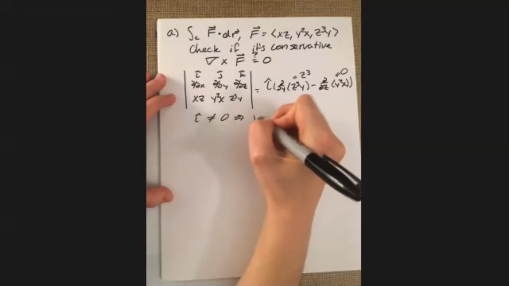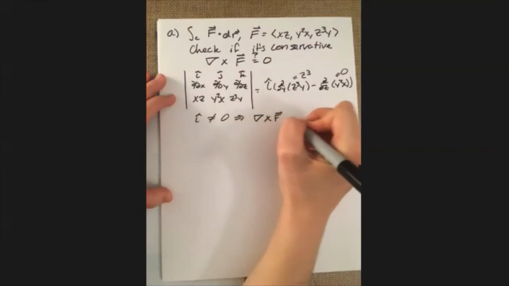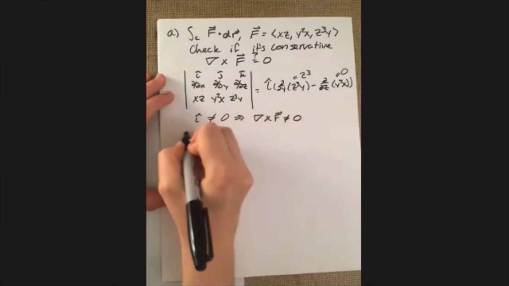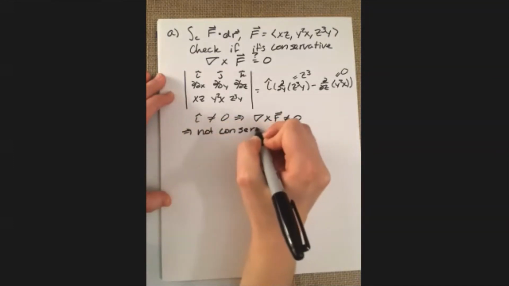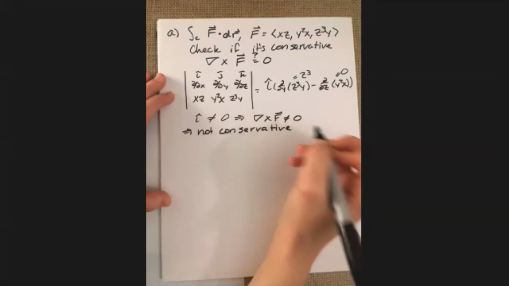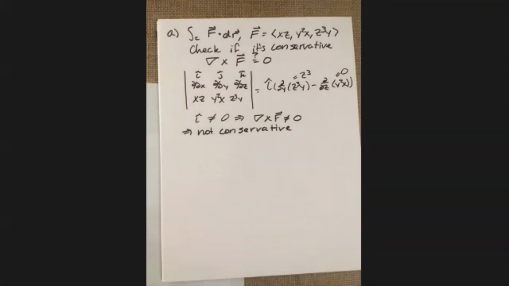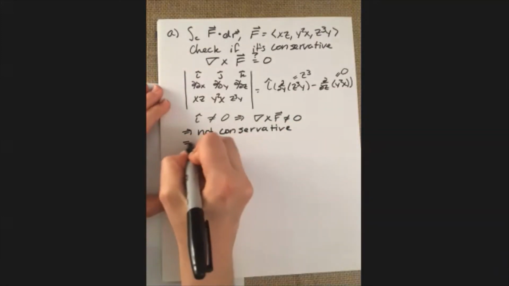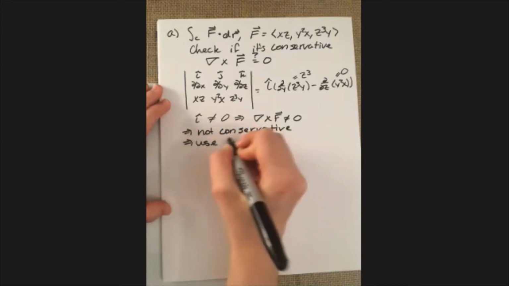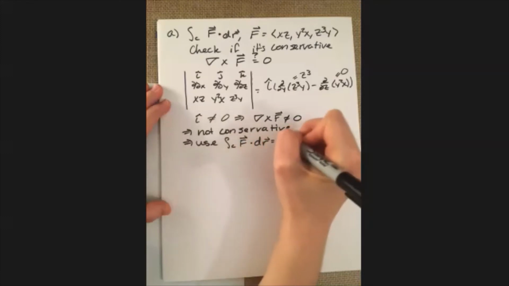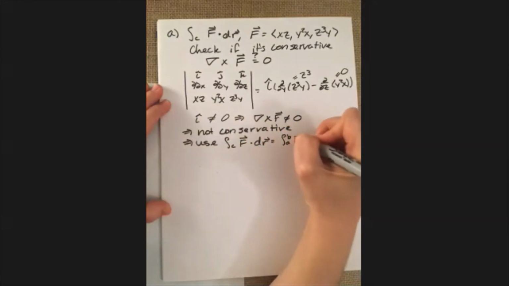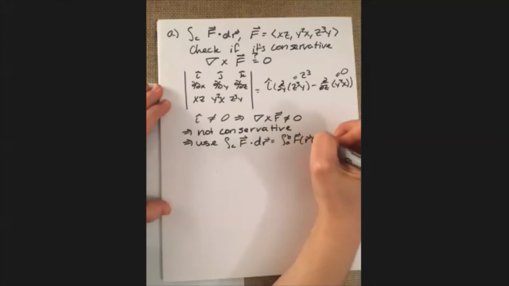So our whole thing cannot be equal to 0, which means that we already know that it's not conservative. So a lot of times you don't even have to make it very far into that test to check. Since it is not conservative, we are going to use that whole equation: the integral over c of f dot dr is equal to the integral from a to b of f of r of t dotted with r prime of t dt.